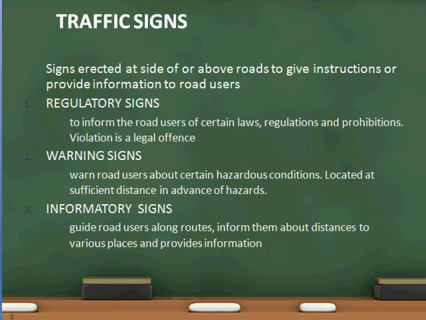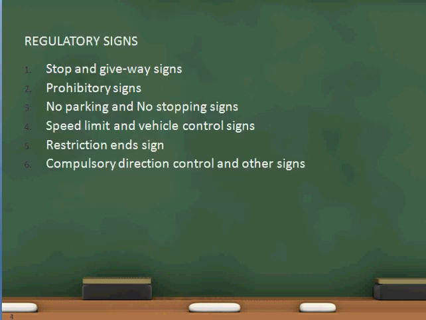The important requirements are that a sign should be easily seen by the road users, and also easily recognizable by the road users. For each type of sign there are different specifications provided, and they should be followed, like the different shapes, colors, etc. that are specified. The first one is the regulatory sign.